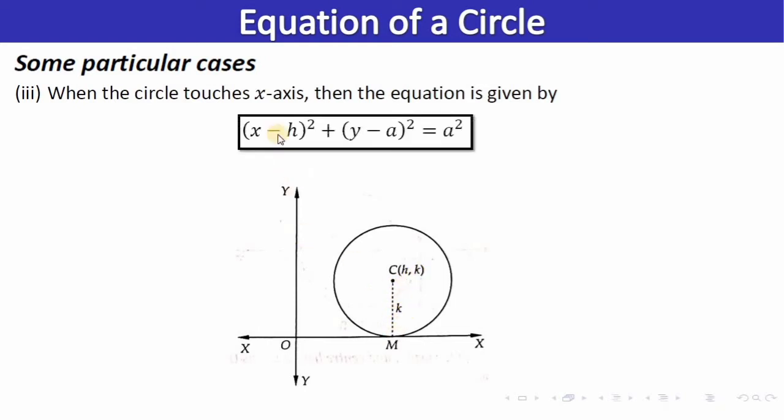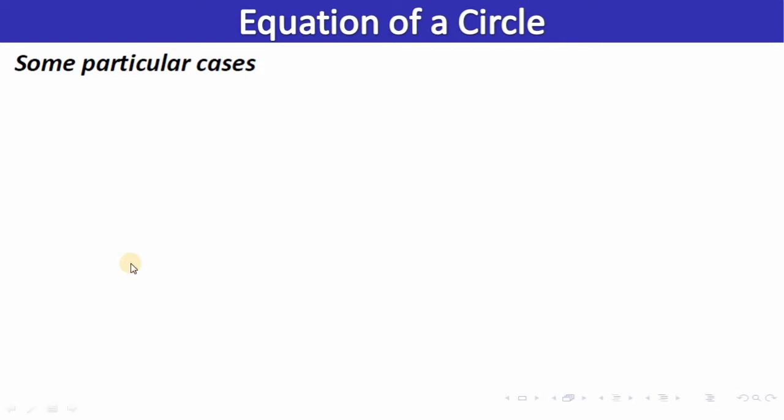So that's why my equation becomes (x minus h) whole square plus (y minus k). And what is k actually? k is my radius, which is a. So that's why instead of k, I've written a, whole square equals a square. Okay, so this is my third case. Now let us take another case.